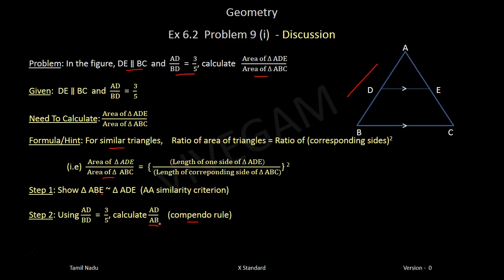Now what happens? Next step. So in this formula, this is what we want to calculate. This is the length of one side of triangle ADE divided by the length of the corresponding side of triangle ABC, that is, AD by AB the whole square. Correct? AD by AB the whole square. In step 2 we have already calculated AD by AB.